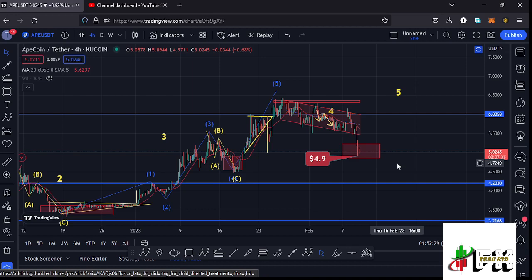And after seeing the formation of this fourth wave come to a completion, what I'm expecting next is a bounce to the upside in the formation of this wave 5.